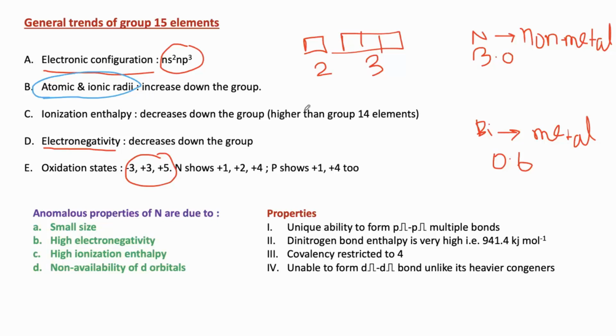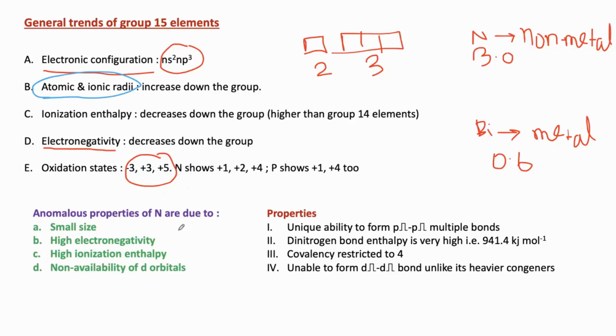Besides these, there are several other oxidation states that are less common, but they are important in terms of some compound formation. Nitrogen shows some oxidation states of +1, +2, +4. Phosphorus also shows +1 or +4 oxidation states. But the general oxidation states are -3, +3, and +5.